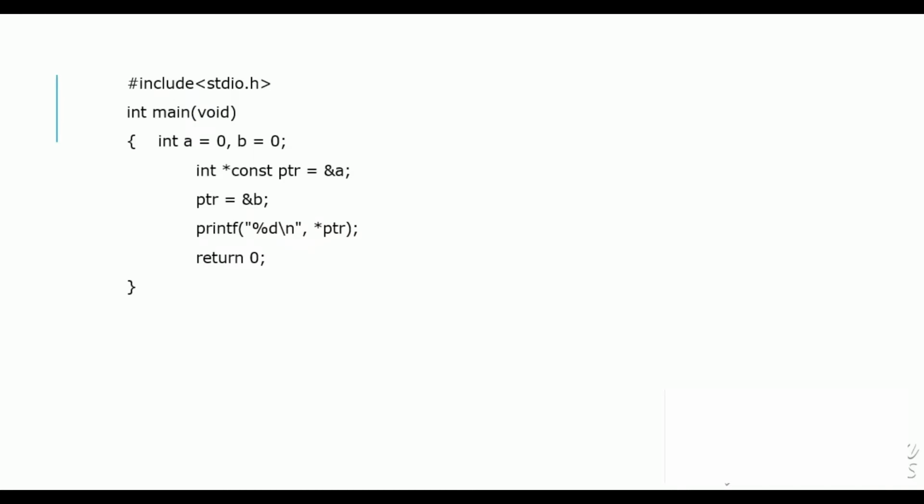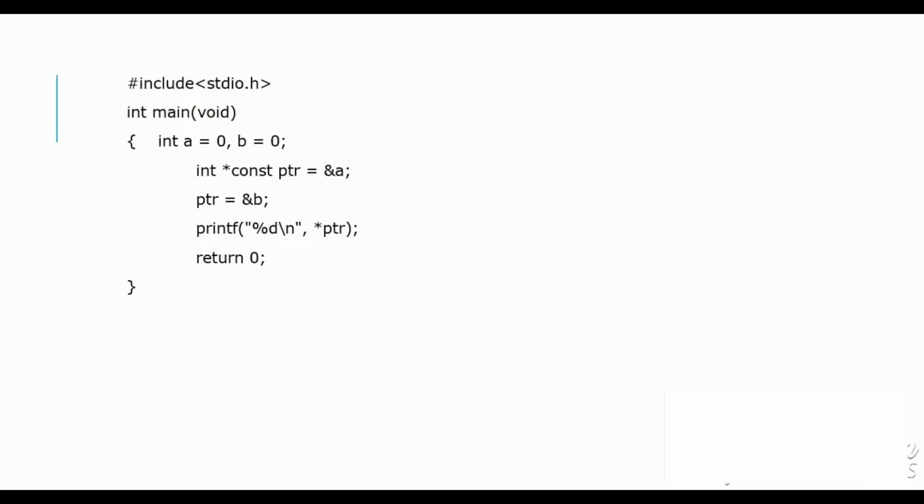In this code, you can see that we have declared two variables, a and b, and defined them with a value of 0. Here we have also declared a constant pointer ptr, where we have used the keyword const, which is for constant, and the address of a, using the ampersand, we have stored into ptr. Now in the next line we are also storing the address of b into the same pointer variable. But what will this code print?